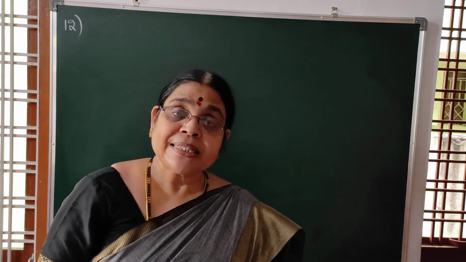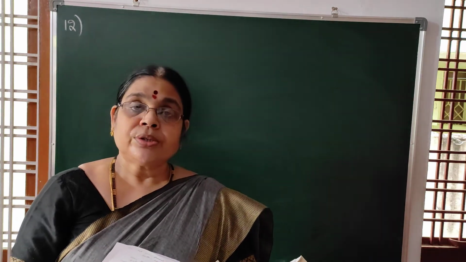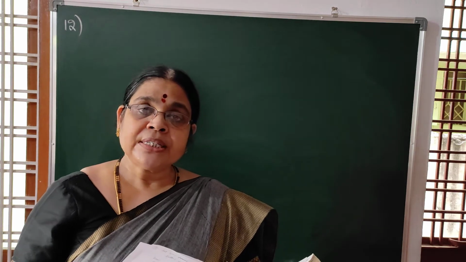Now the ratio of their present ages is 7:5. That means the present ages are 7x and 5x. After 10 years, what will be their ages? The first fellow is Sonu. Sonu's age will be present age plus 10 years. Monu's age will also be present age plus 10 years.